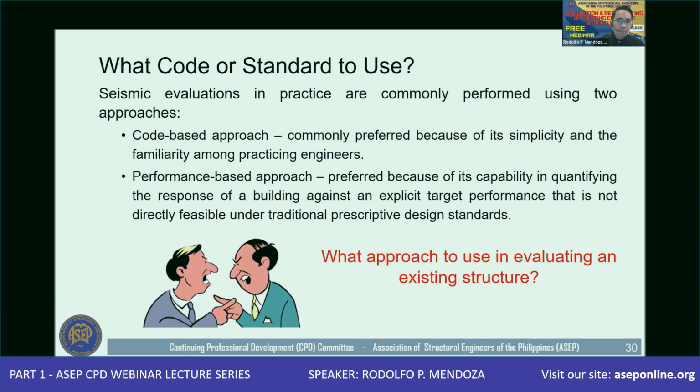Now, there are also people who prefer the performance-based approach because of its capability in quantifying the response of a building against an explicit target performance that is not directly feasible under traditional prescriptive design standards. So it is a common question to all of us, what approach to use in evaluating an existing structure.